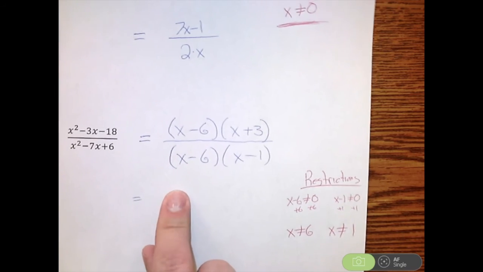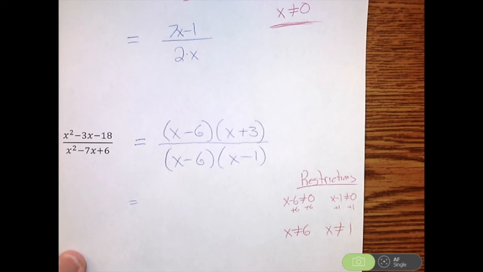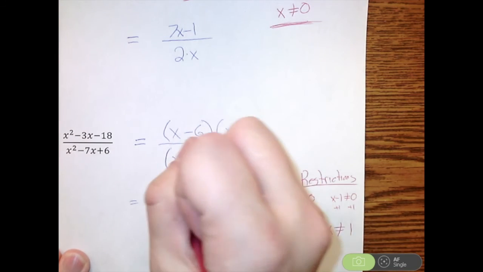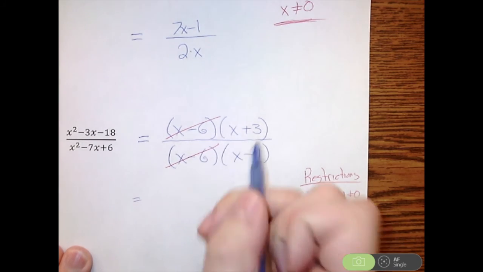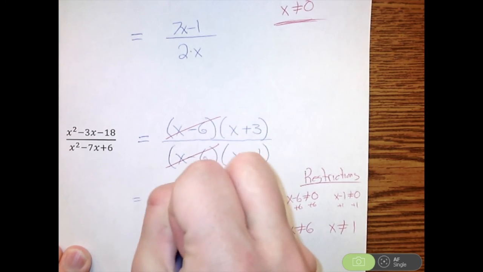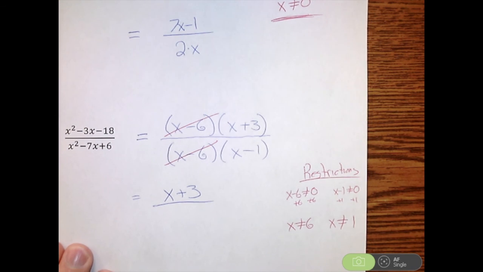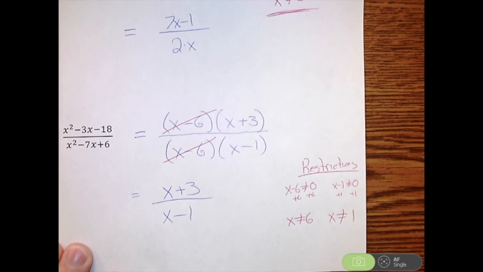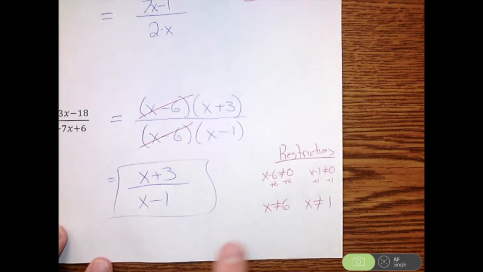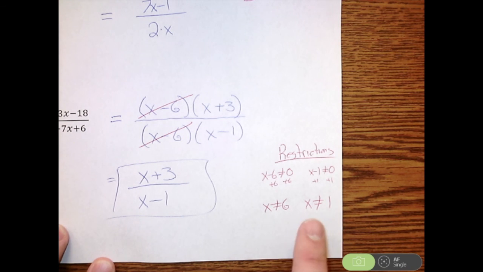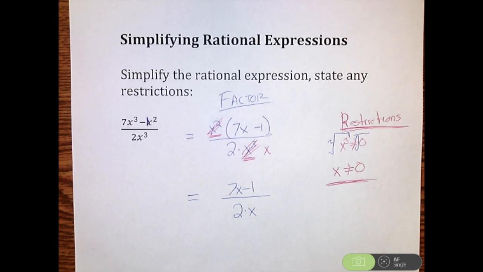So back to the problem, once I'm factored, notice how I have an x minus 6 on top and bottom. So that's the same piece on top and bottom. So those two pieces, that divides to 1. So when we simplify, those two pieces are gone. So all I'm left with on top is this x plus 3 piece. And on bottom, I'm left with x minus 1. So my simplified answer is right there, x plus 3 divided by x minus 1 with restrictions. x cannot be 6 and x cannot be 1. And that was simplifying rational expressions.